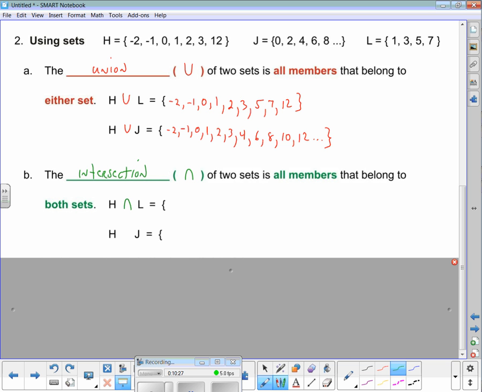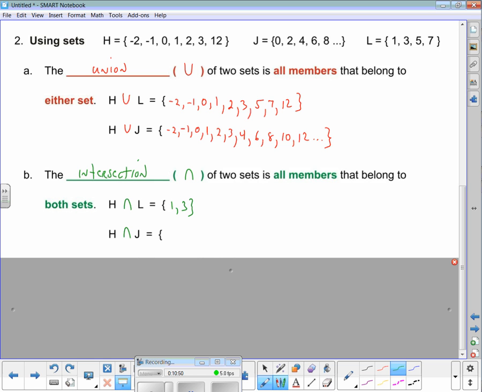Now we're looking for only the numbers that are in both. -2 in both? No. -1 in both? No. 0 in both? No. 1 in both? Yes. 2 in both? No. 3 in both? Yes. And 12 in both? No. That's it. Only 1 and 3 belong to both. If you want to, pause the video and you can do H intersect J.